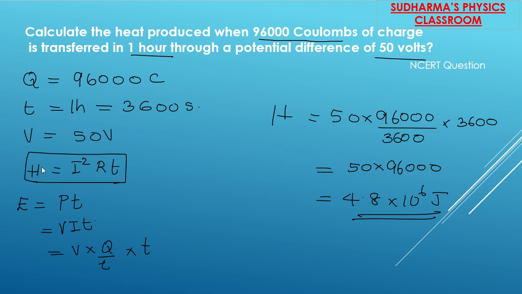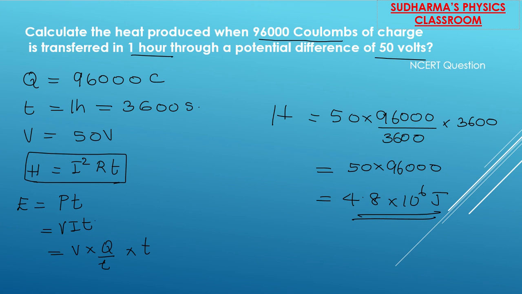You can take this formula H equals I squared RT calculation as homework, and you can cross verify whether you are getting the same answer or not. First you find out current using the formula Q by T, then you find out resistance using the formula V by I, then substitute in I squared RT. In both cases you will be getting the same answer, no doubt.